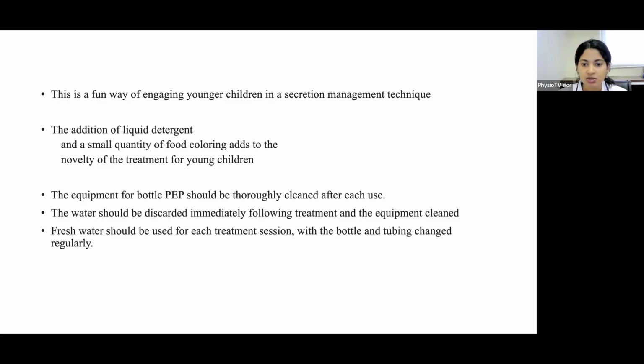Okay. So the precautions or the safety measures to be taken with this device would be to always make sure that the device is clean before and after usage. Also, the water which was used should be immediately discarded following the treatment, and all the equipment and whatever objects that were used for the device should be thoroughly cleaned. And with every treatment session, freshly filled water should be taken. Okay.